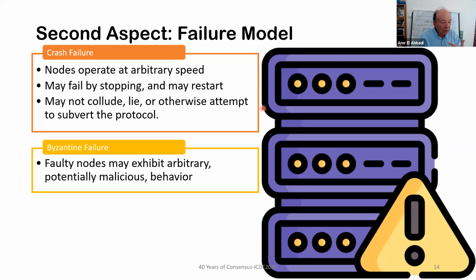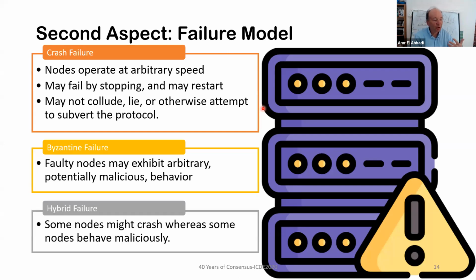There's no collusion, there's no lying, etc. Obviously, Byzantine is much harder to work on than a crash. And there are protocols, like I said, with synchrony and asynchrony that use the hybrid model. Some nodes might be crash and some nodes might be malicious.